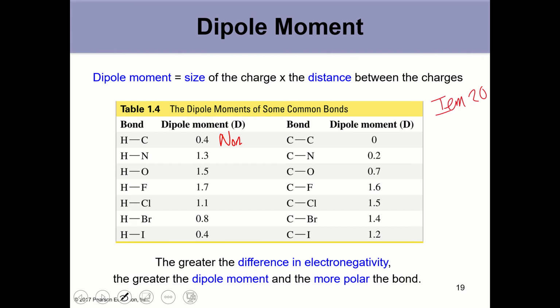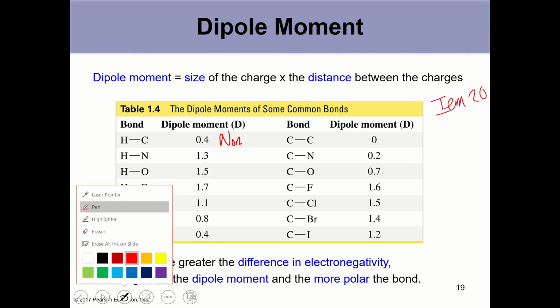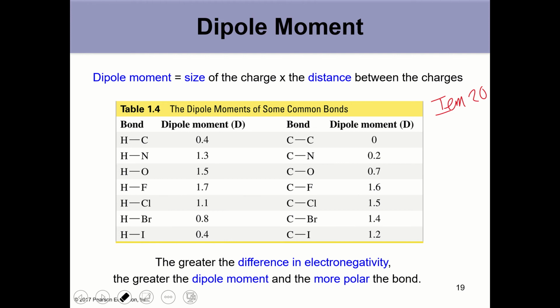Nonpolar. So we can just write N or Y depending on whether it's polar or nonpolar. So no, yes, yes, yes, yes, yes, no, no, yeah, no, yes, barely, yes, yes, yes, yes. So we've defined whether the bonds are polar or nonpolar based on the dipole moment.